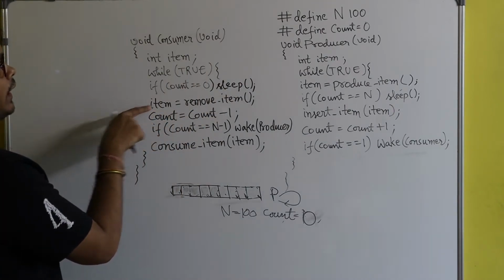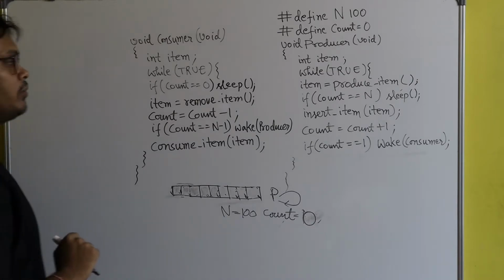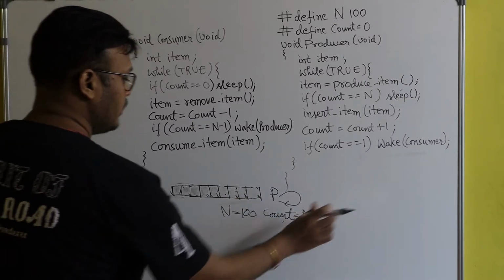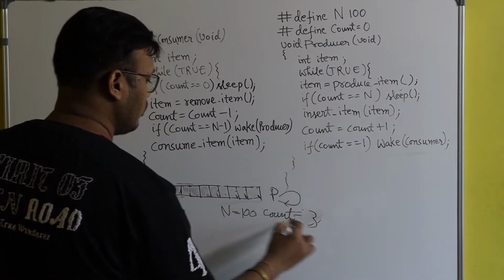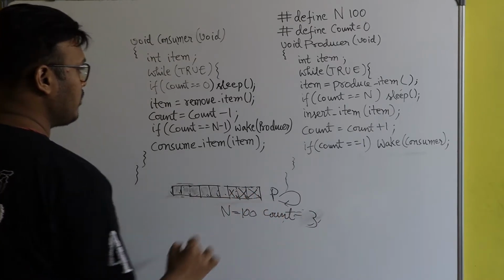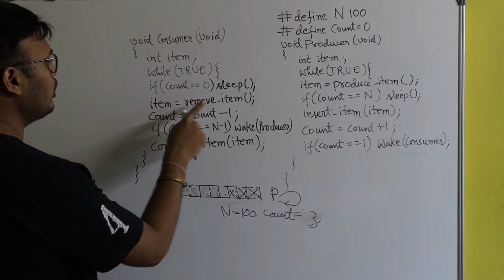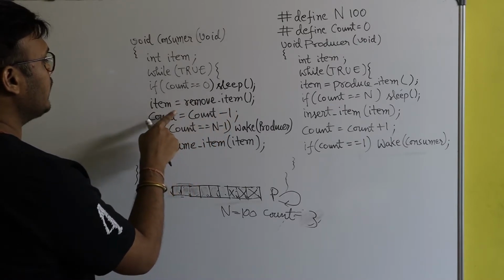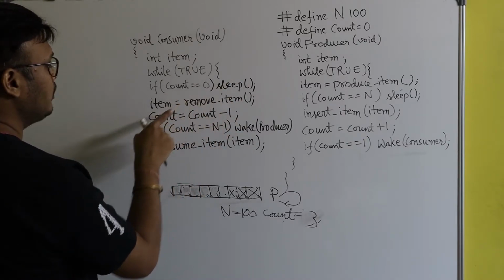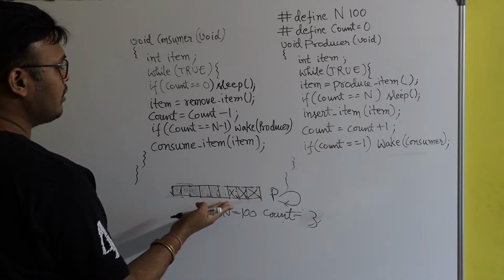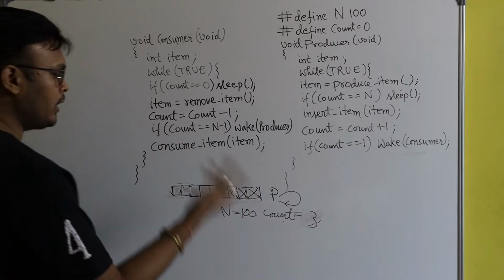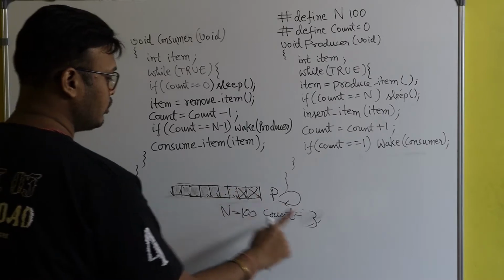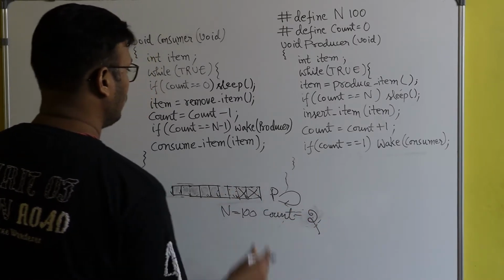In the next line, item is equal to remove item. What does item equal to remove item mean? Suppose count is not 0, suppose count is 3. So 3 items are there in the buffer. So now item is equal to remove item. Now the consumer can consume some item, or you can say item is equal to consume item. If some items are present in the buffer, then the consumer will consume it. Maybe here the consumer will consume one item. So the consumer has consumed this item, and now the count has become 2. In this way.